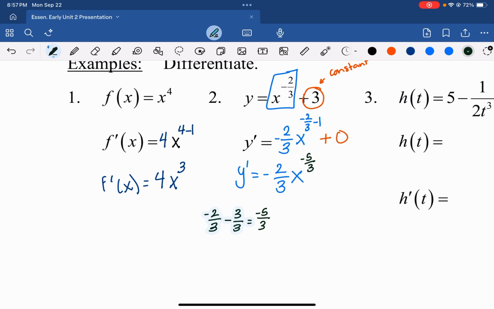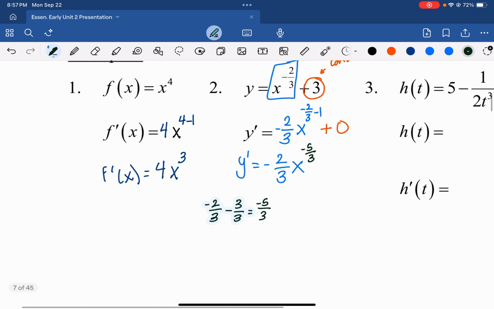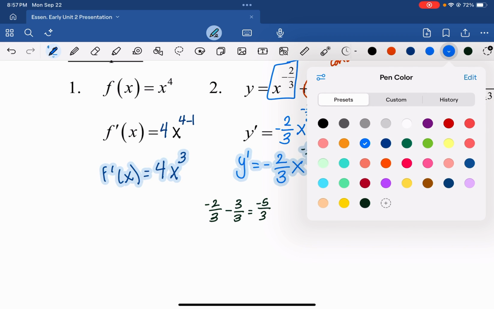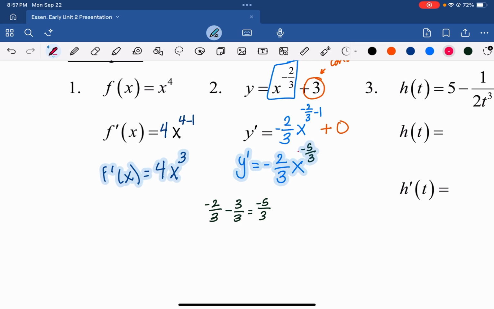Okay. If I'm just taking the derivative and I'm not going farther with this, I would leave it like this. Don't have to worry about the simplifying. If I am going to have to use it later on, it might be helpful to simplify. And to do that, that means we're going to rewrite that negative 5/3 power.